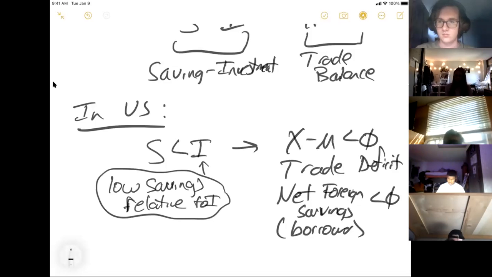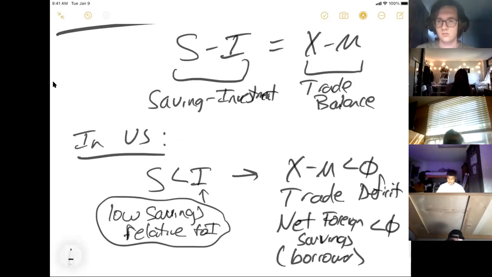So if you have low savings relative to I, according to this equation, and this is just math, right? If you have low savings relative to investment, you will run a trade deficit and you will be a net foreign borrower. It's determined by our savings and investment. It's not determined by other countries screwing us over. If you think trade deficits are a bad thing, then it's we who are screwing ourselves over. Why? Because we save too little relative to investment. That's what ultimately determines our trade balance.